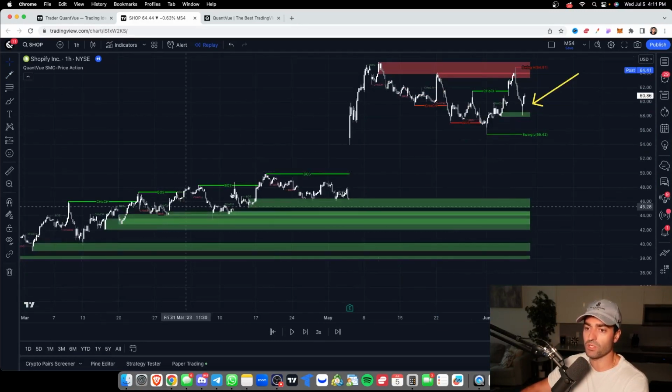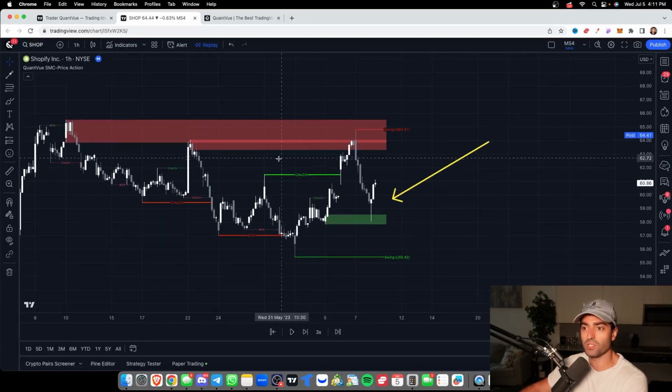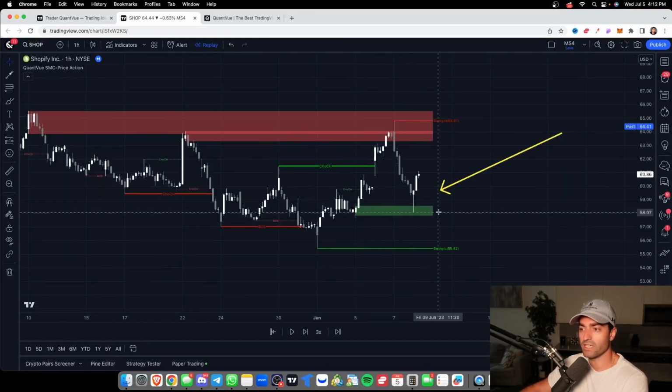We know there's an overall uptrend, right? So our bias is bullish to the upside. We got this bullish change of character here. We get a retest of this demand zone.